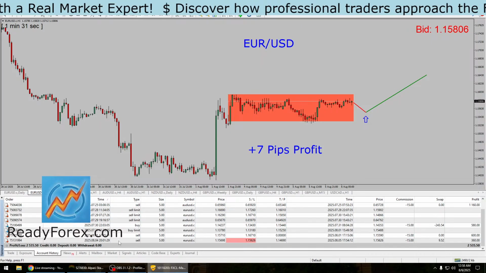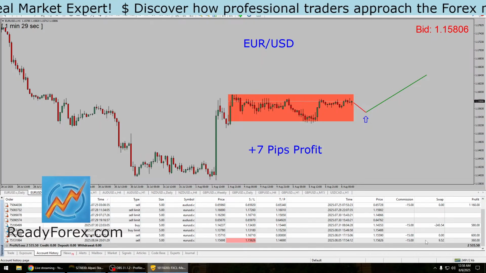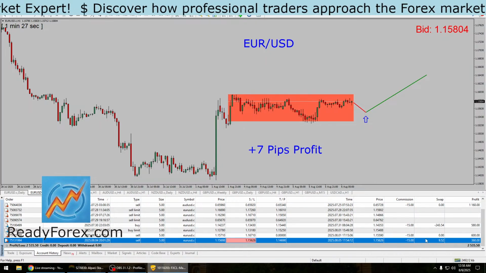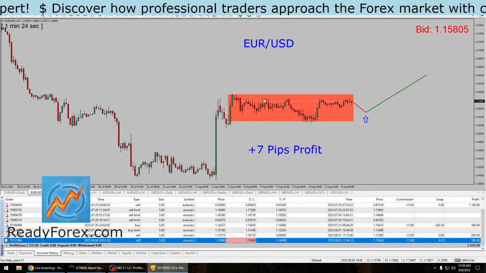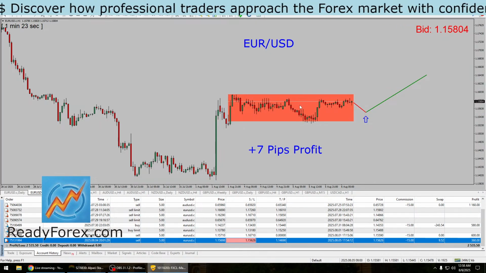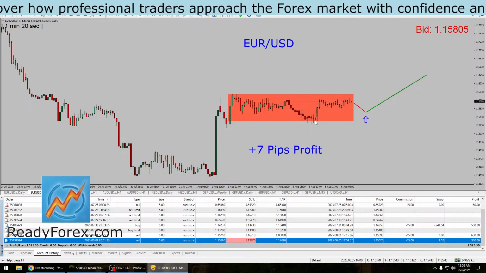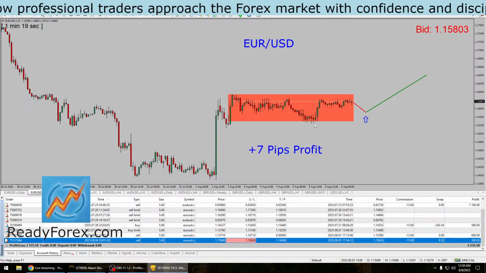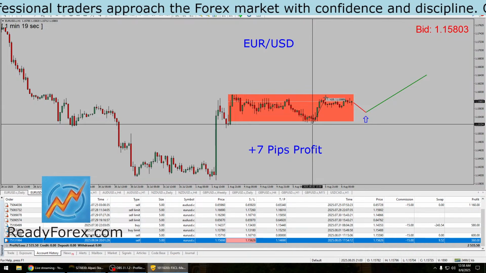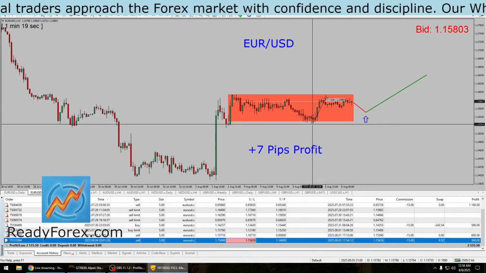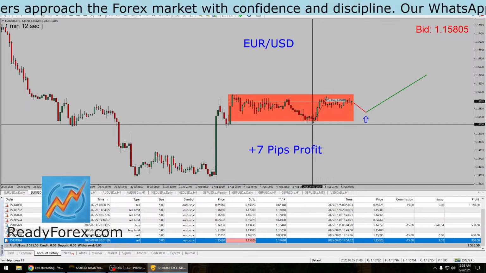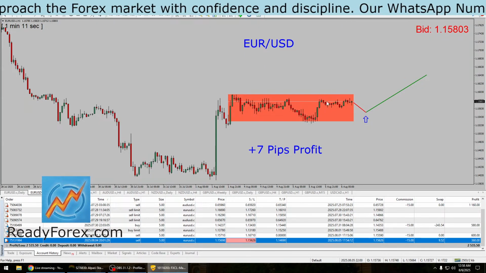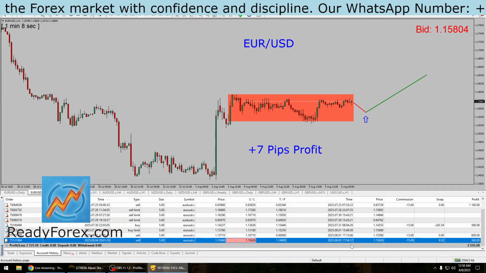Let me show you the trading account history. So these are some of the trades. This was the euro dollar trade. I was holding a sell and I lowered my stop loss down, locked in about 7 pips profit. Price action moved up, took out the protective trailing stop. So this trade has been closed with a 7 pips profit.